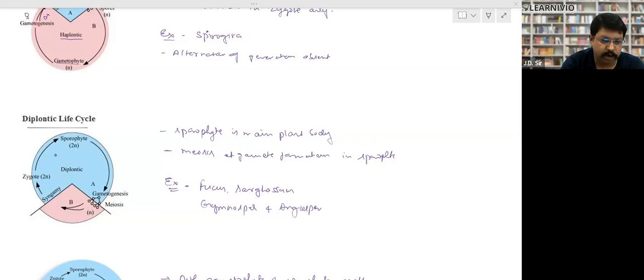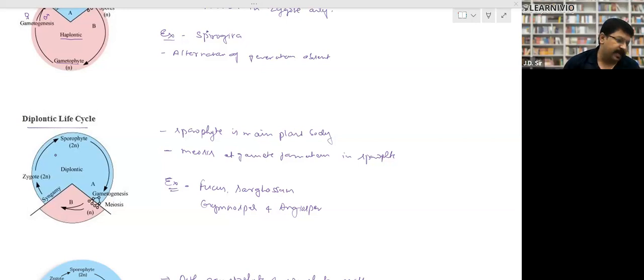Sporophyte is the main plant body. You can see meiosis occurs during gamete formation in the sporophyte, right? Examples are Fucus, Sargassum, gymnosperm, and angiosperm, right? So please note it down. Diplontic life cycle.